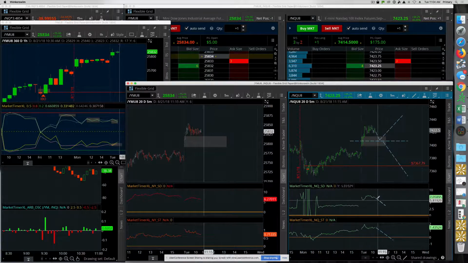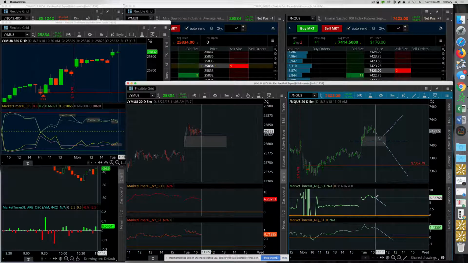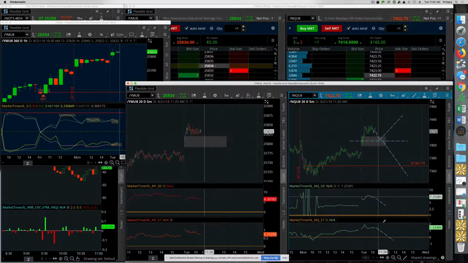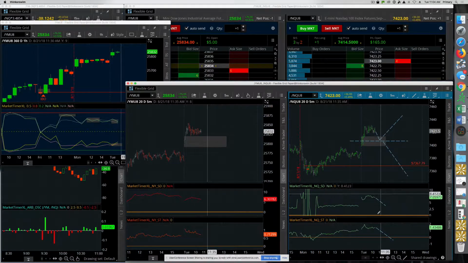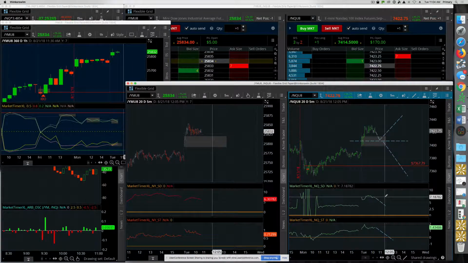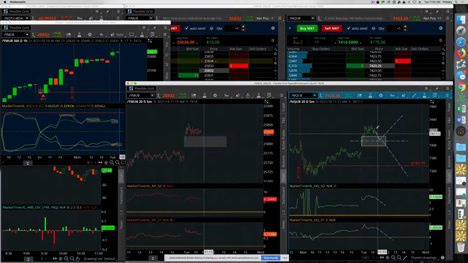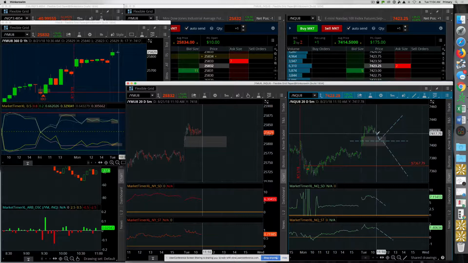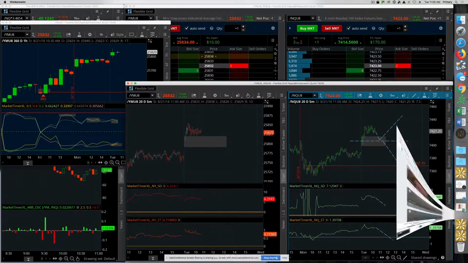So you want these two to agree. You want the strength index and the supply and demand index both heading higher or at least stable. And then price will fluctuate around that, up and down a little bit. If we do get a little decline in price, like I said, but this stays steady, that's a great long position to take.